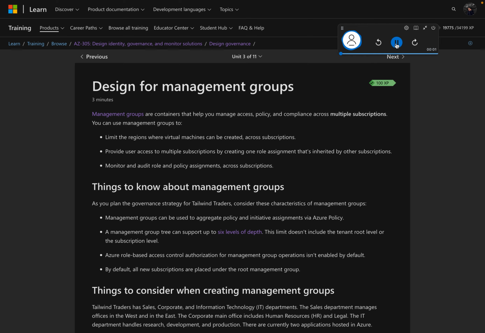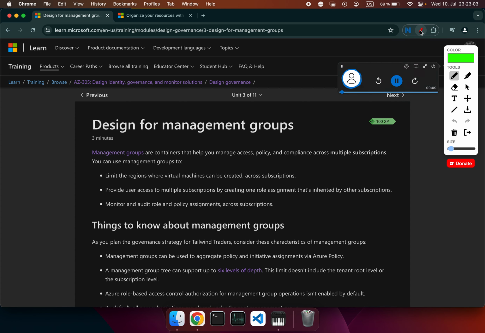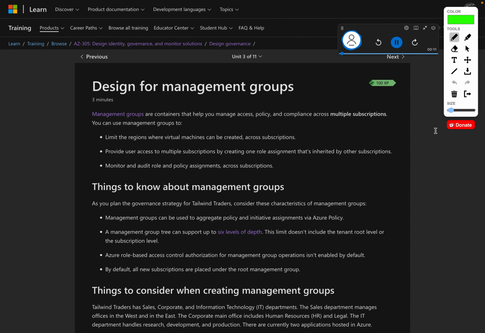Design for management groups. Completed 100 XP. 3 minutes. Management groups are containers that help you manage access, policy, and compliance across multiple subscriptions. You can use management groups to limit the regions where virtual machines can be created across subscriptions. Provide user access to multiple subscriptions by creating one role assignment that's inherited by other subscriptions. Monitor and audit role and policy assignments across subscriptions.